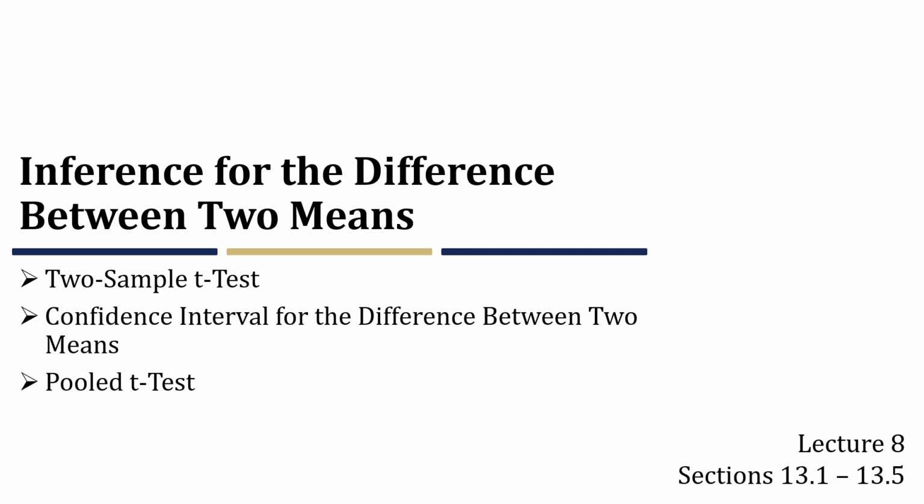In the last lecture, we looked at how to do inference on a single population mean, as well as how to do inference on two dependent samples whenever the observations could be paired. In this lecture, we're looking to do inference on the difference between two means whenever we have two samples, but these samples are actually independent of one another.